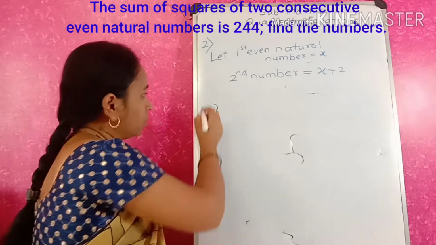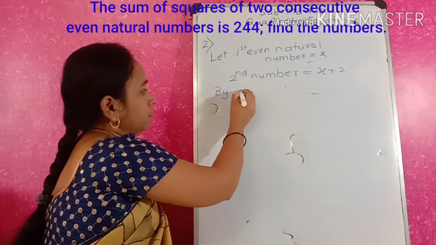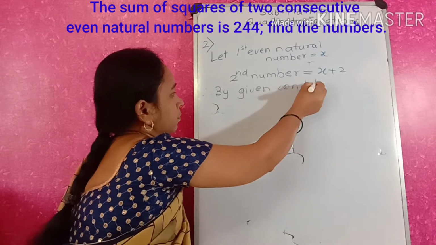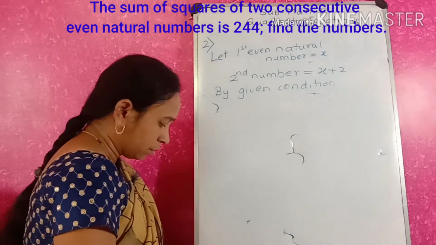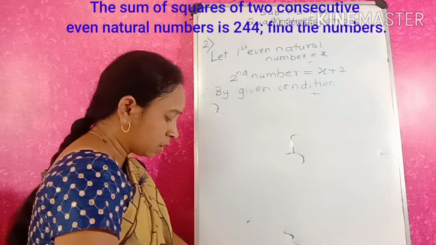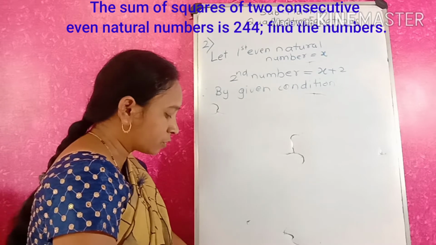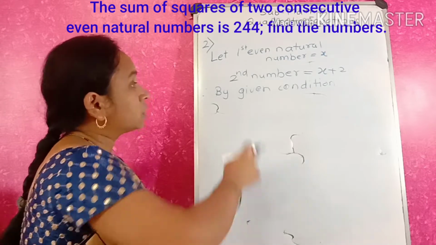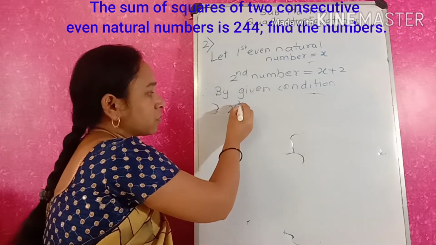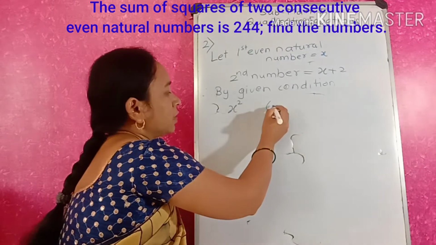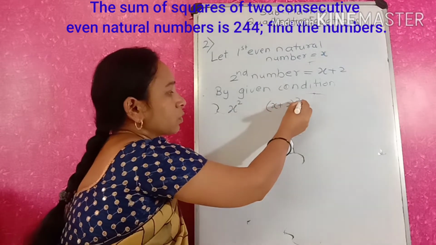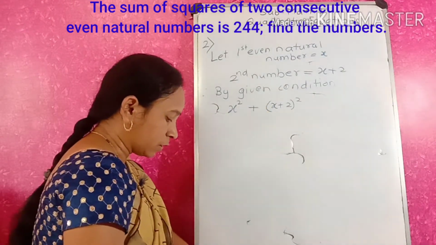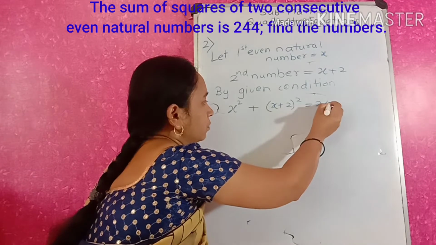So what is the condition? Therefore, by given condition, see the condition, they have said the sum, meaning addition, of squares of two consecutive even natural numbers. Now they said make the squares of these two natural numbers. So the first natural number's square is x square, the second natural number x plus 2, its square, and their sum, their addition, is equal to 244.